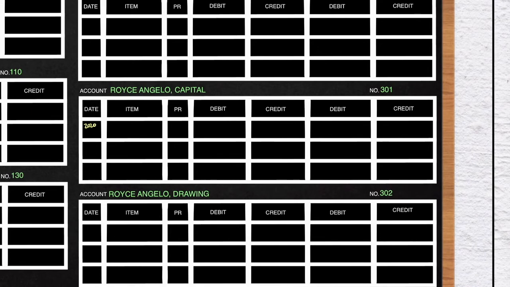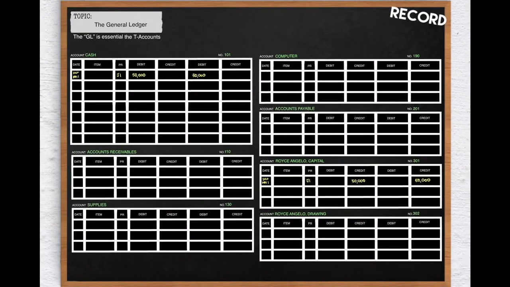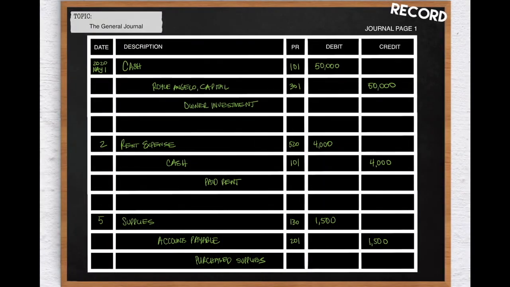Like I said, on every first row, you have to put the year and the month. In this case, it's 2020, May 1st. Leave the item column blank for now. It's coming from journal page 1. That's why we put J1. And it's a credit of $50,000. And because it's a credit of $50,000, we're going to put it on the credit column for $50,000 on the running balance. That checks out because capital is above credit, and capital's normal balance is credit.